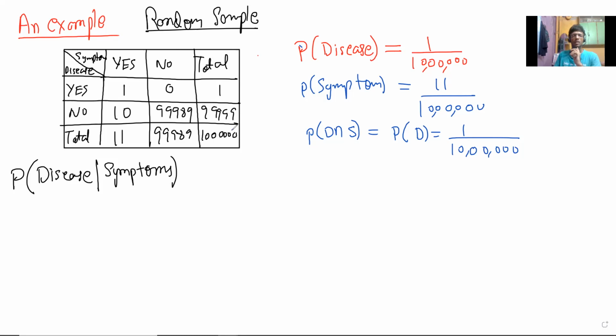There are this many people, and there is one person who has the symptom and the disease, and the total is this. Yes symptom and yes disease is one, so it's clear. Now the question is something different. This should be high, right? Because given the symptom, having the disease should not be one by 10 lakh. Adish, is the question clear to you now?